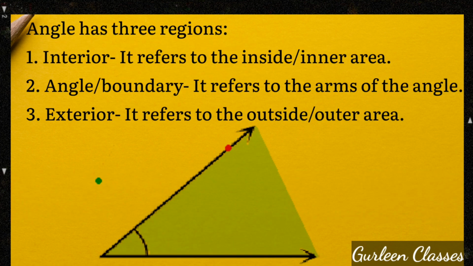Angle has 3 regions. Number 1, interior of the angle. Interior refers to the inside area. So here the green colored area is the interior of the angle. Number 2, angle or boundary. It refers to the arms of the angle. The red point is on the arm of the angle. Number 3, exterior. It refers to the outer area. The blue point tells the exterior of the angle.